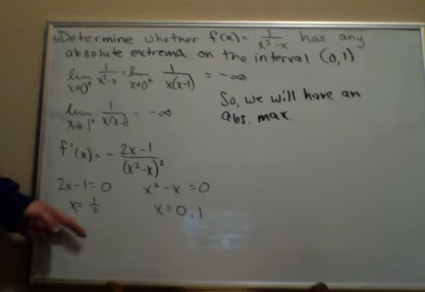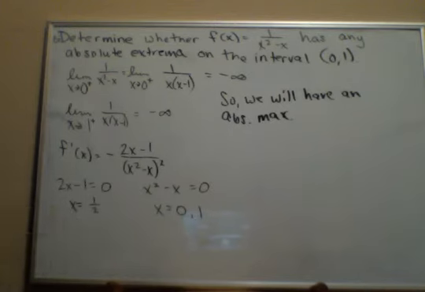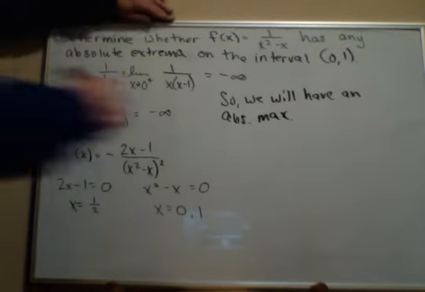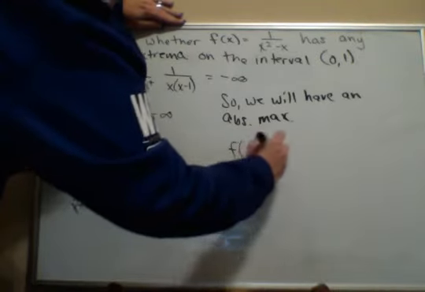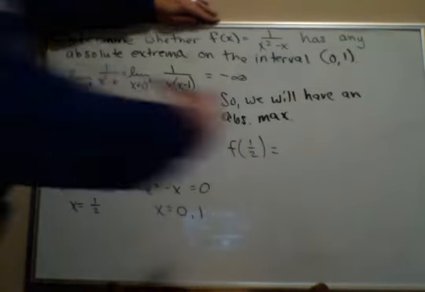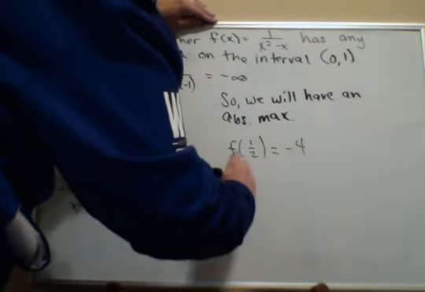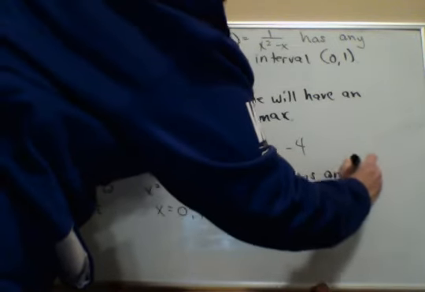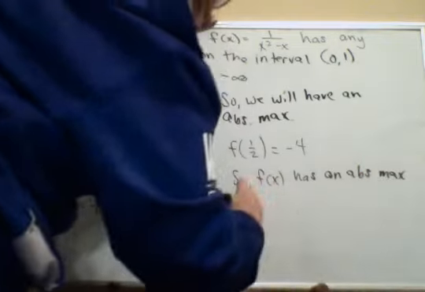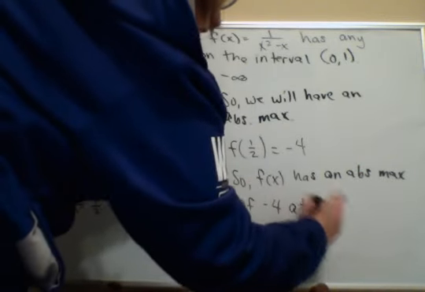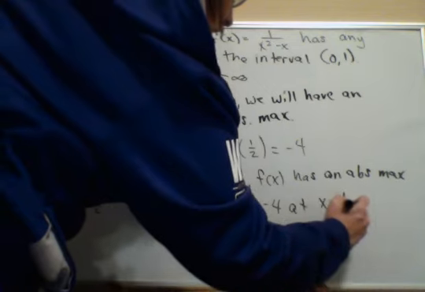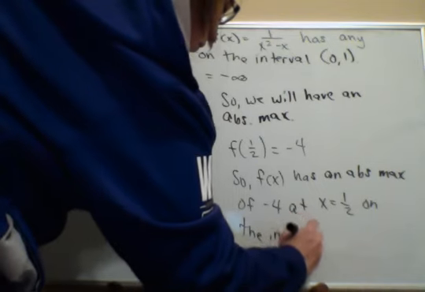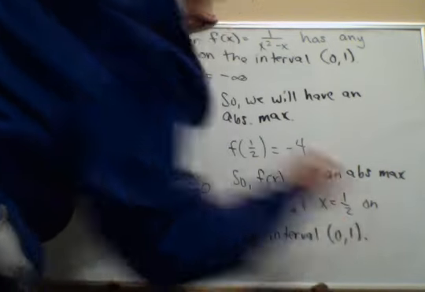So the only one I'm going to look at, we know that the absolute maximum is going to happen at x equals 1/2 because it's the only critical point that I have left over. So we're going to evaluate f of 1/2. And when I do that, we'll get -4. So f of x has an absolute maximum of -4 at x equals 1/2 on the interval 0 to 1. Okay.